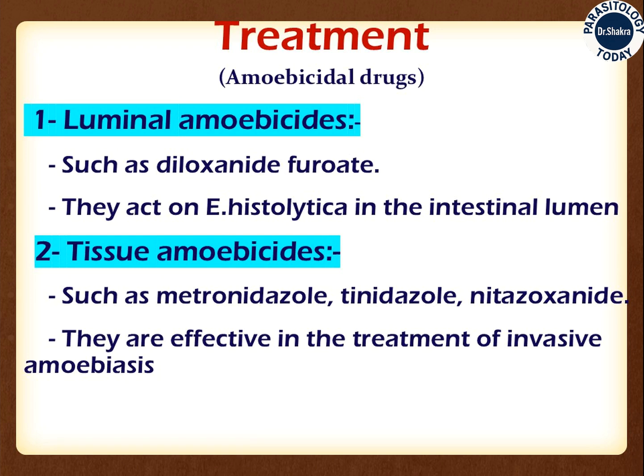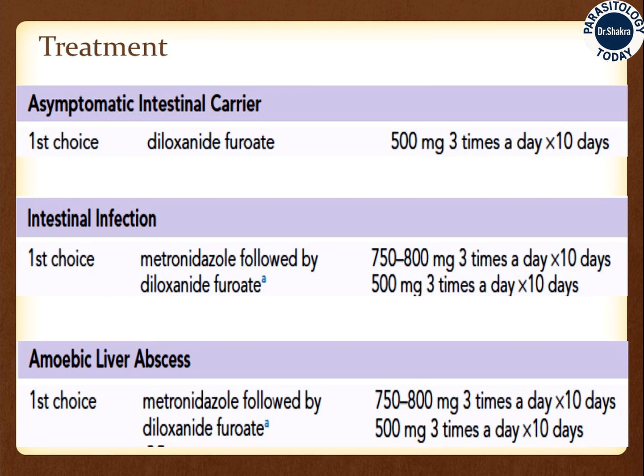Treatment: amoebicidal drugs. 1. Luminal amoebicides, such as diloxanide furoate. They act on Entamoeba histolytica in the intestinal lumen. 2. Tissue amoebicides, such as metronidazole, tinidazole, nitazoxanide. They are effective in the treatment of invasive amoebiasis.